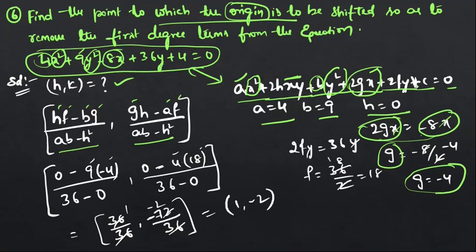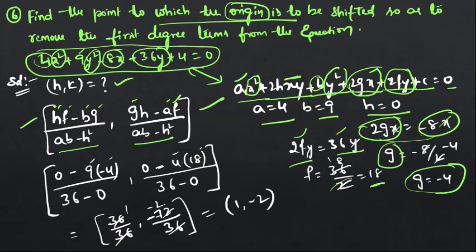Similarly, we will find the y term now. f value is also required, right? In the formula f is also there. So 2fy. Here in place of 2fy I am having 36y. So 2fy is equal to 36y, y gets cancelled. 2f is equal to 36 means what is the value of f? f is equal to 36 by 2, that is 18. So f is 18. Now we will substitute all these values in this formula.